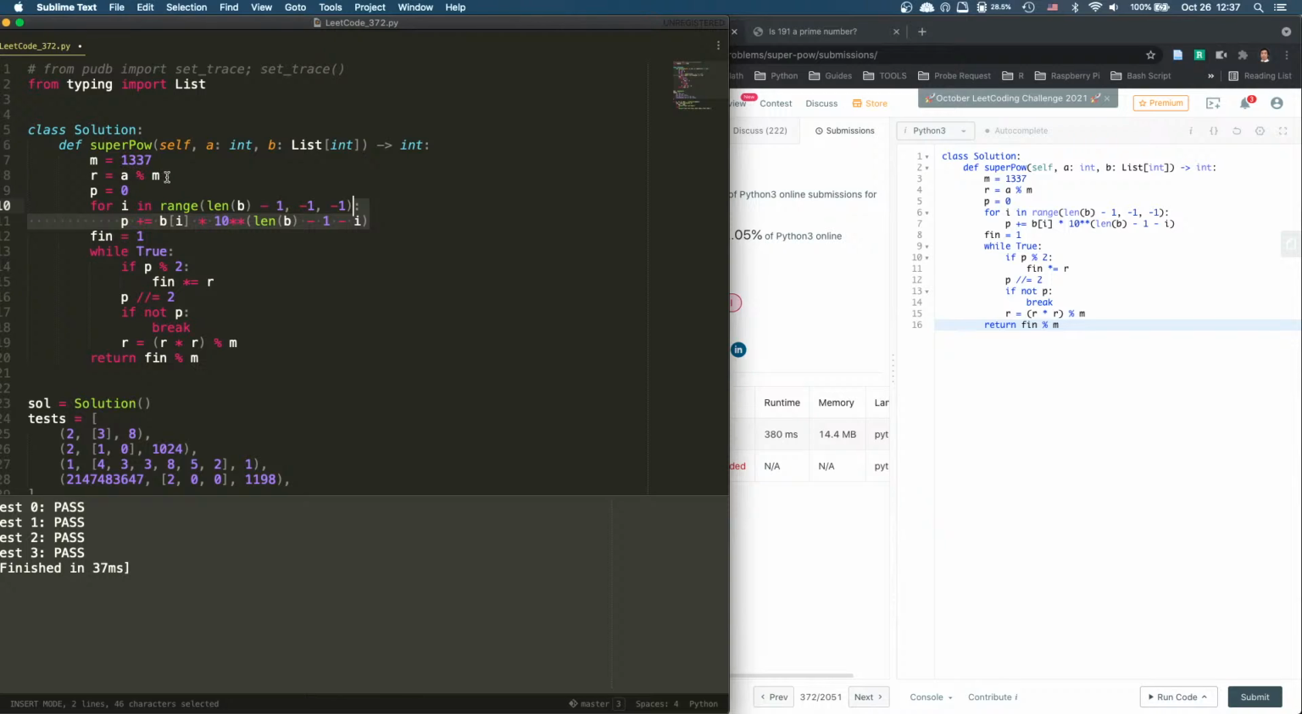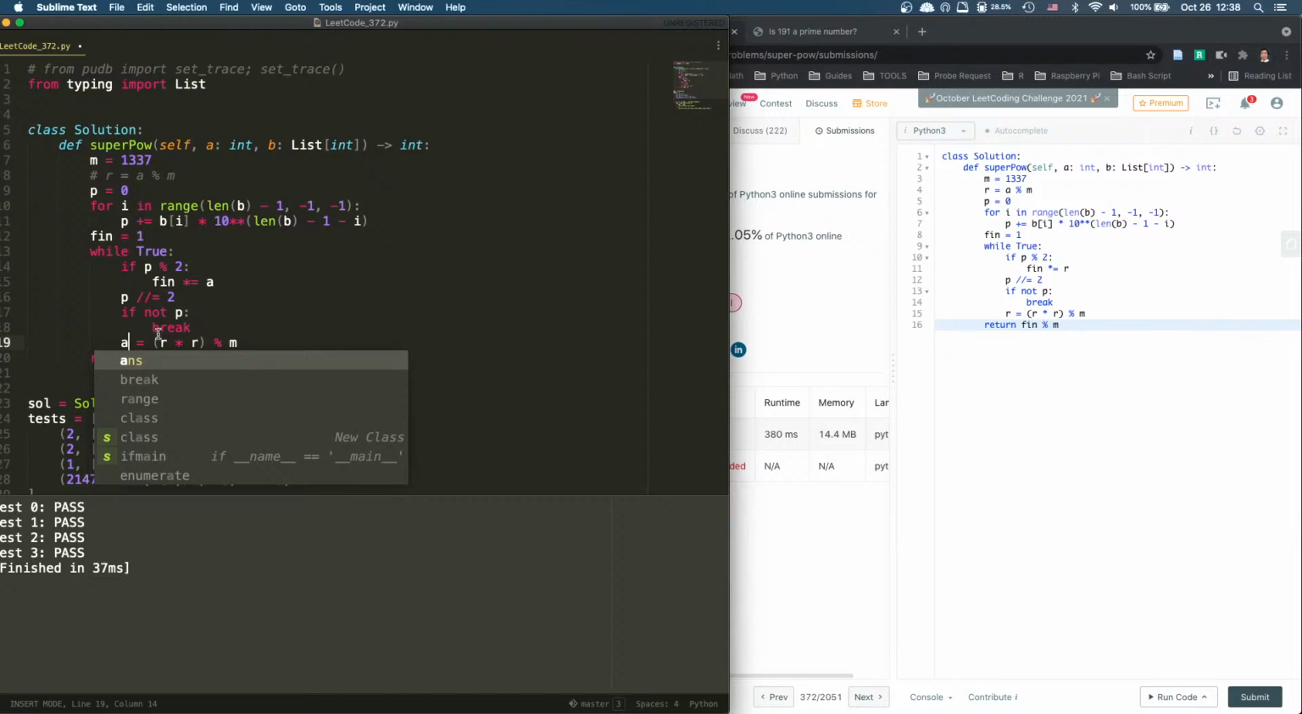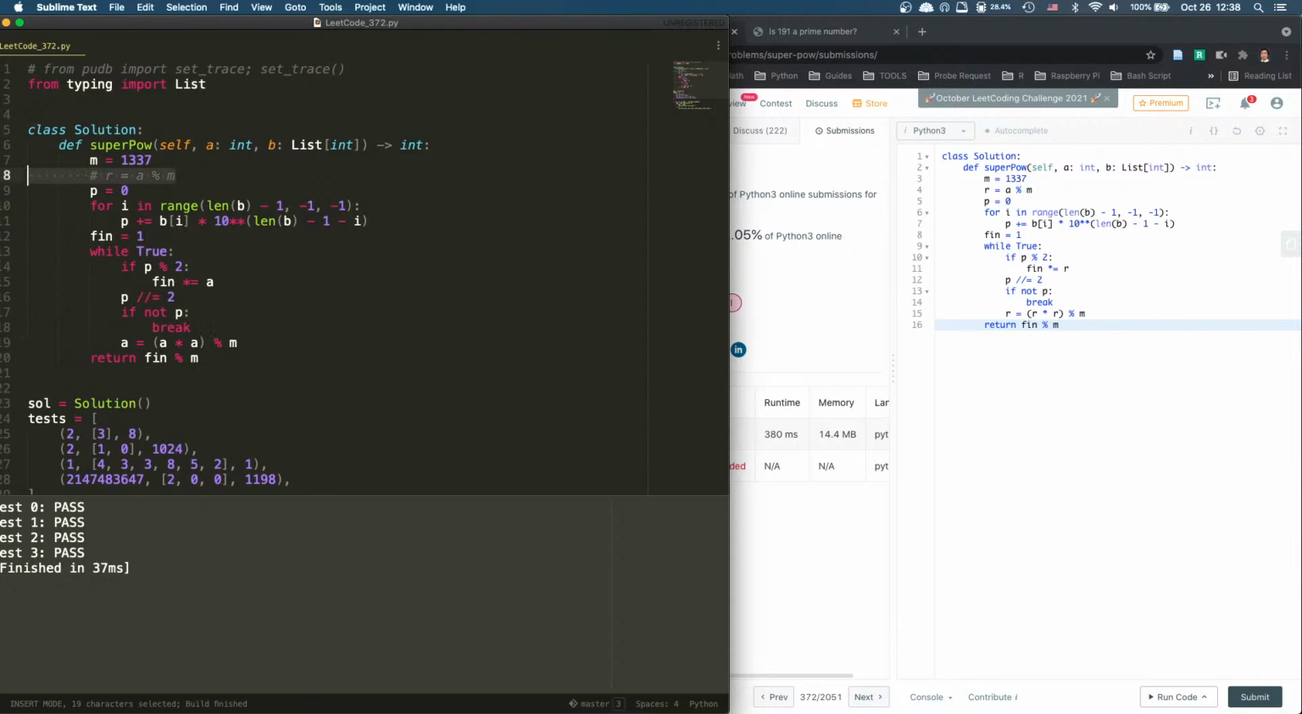Maybe we don't need to do this at the beginning. We can just straight up, can we straight up just use A? Let's see. Maybe we can do that. Let's try this. Let's just not do this, right? And we simply do A, and A equals A times A. Yep, this one works as well. So we can eliminate one of these.